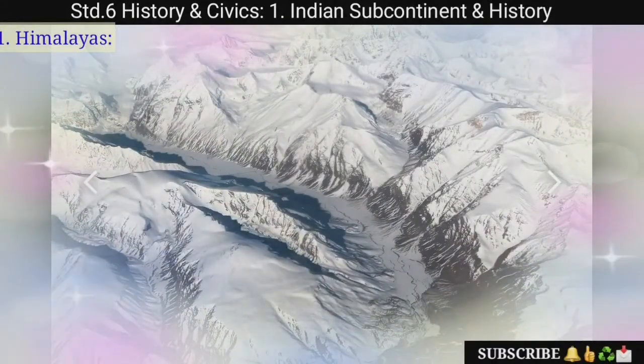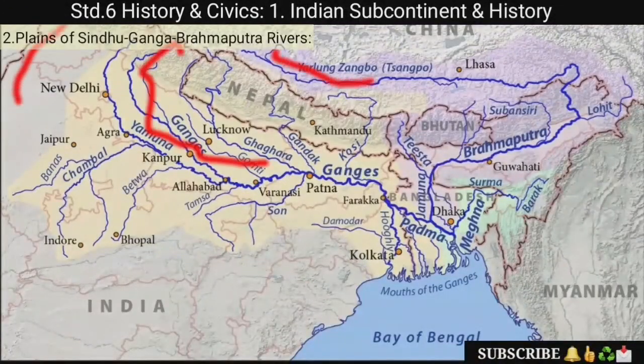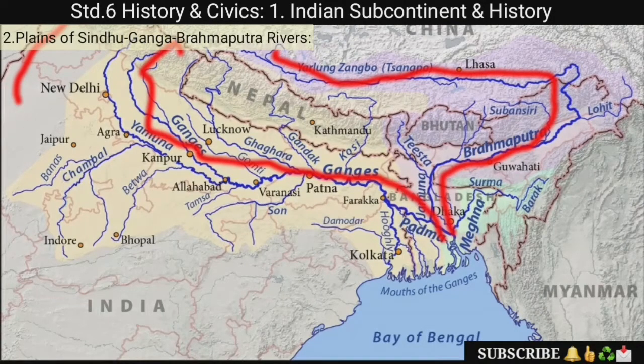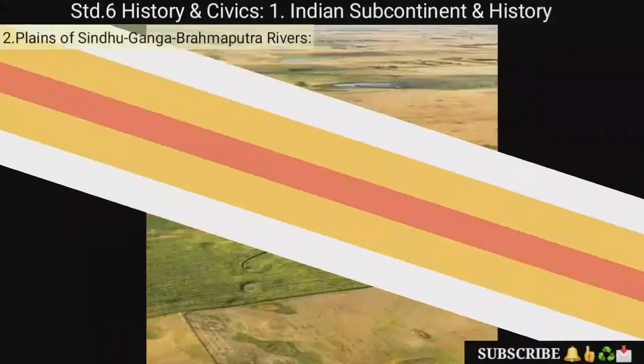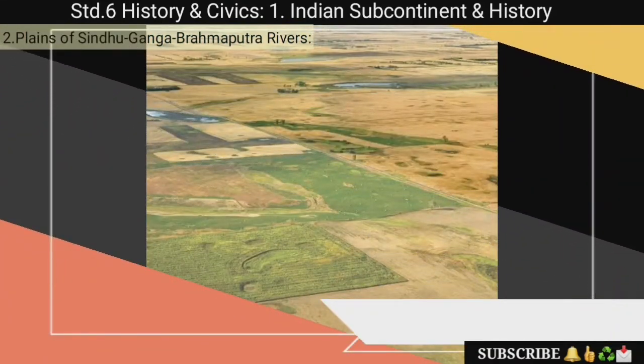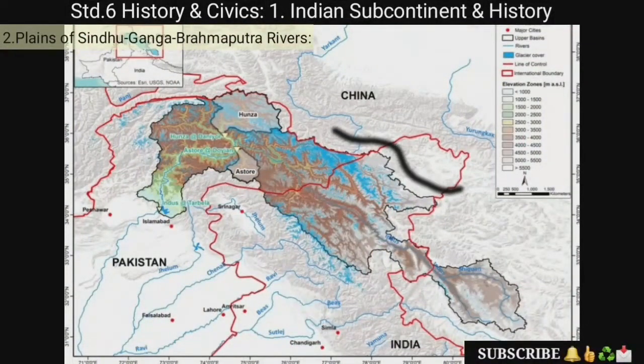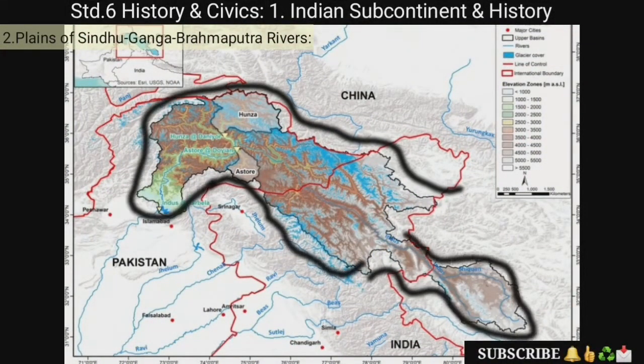Now, students, we are going to study the second important region of the Indian subcontinent, that is the plains of the Sindhu, Ganga and Brahmaputra rivers. First of all, do you know what a plain is? Let me tell you. A plain is a large area of flat land with few trees. This region consists of the basins of the three big rivers, that is Sindhu, Ganga and Brahmaputra, and their tributaries.